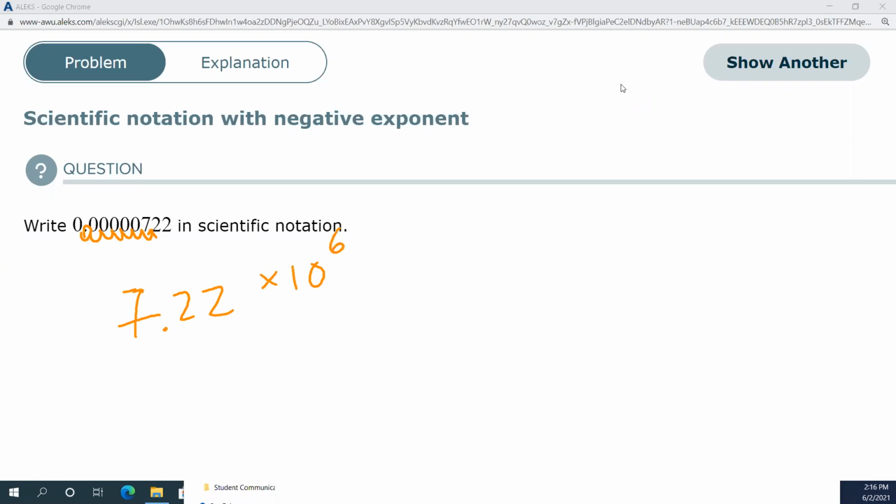Well, there's 6 bumps, but notice we started with a number that was really small and we made it really big. And what we end up with at the end is supposed to be equivalent. So to compensate for making it bigger, the exponent's going to be negative, because that'll shrink it back down if we multiply all this out. All right.